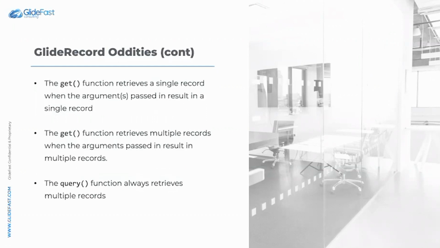Let's go to another set of oddities, right? Again, this is just sort of explaining what we just went over. The get function retrieves a single record when the argument is passed in, and the result is a single record. Again, this is really my first time messing with get in a way that I could try and return multiple records.